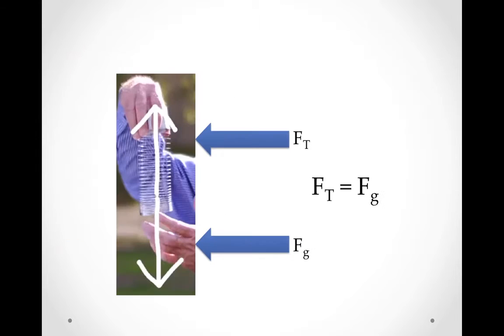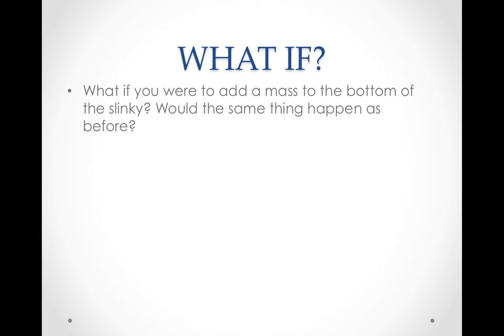Another reason for this nugget of physics is that at the bottom of the slinky, the tension force, which is the up arrow, and the gravity force, which is the down arrow, are equal and opposite forces. Thus, when the slinky comes down, so does the tension force, until it compresses fully and travels down, since it's being pulled by gravity. Now, what if there was a mass on the bottom of the slinky?